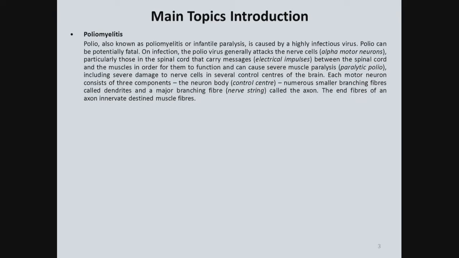Each motor neuron consists of three components: the neuron body, control center, numerous smaller branching fibers called dendrites, and a major branching fiber, nerve string, called the axon. The end fibers of an axon innervate destined muscle fibers.